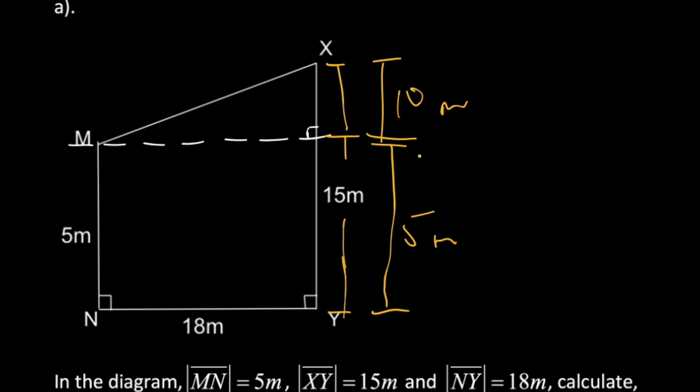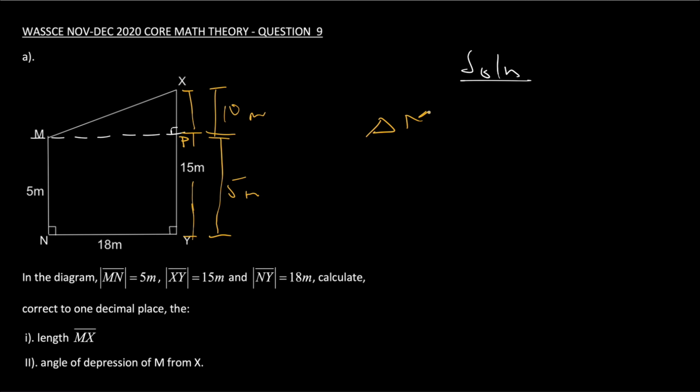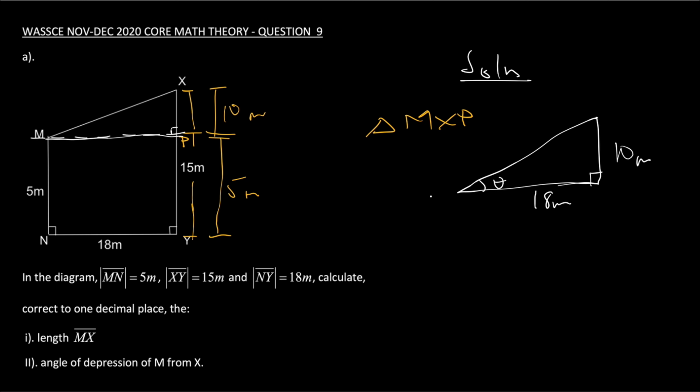So now let's take the triangle. Let's call this side P. If you take triangle MXP, we will have this. This is 90, this is 10, this is theta. The length of this is the same as this, so this would be 18. And you are finding MX.